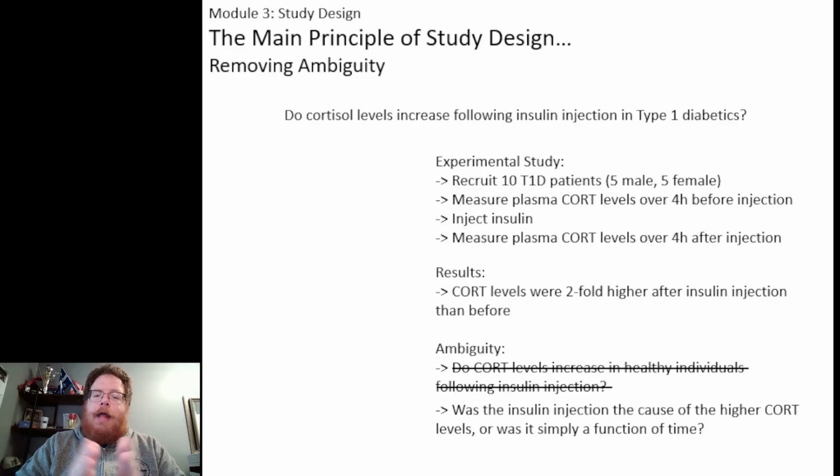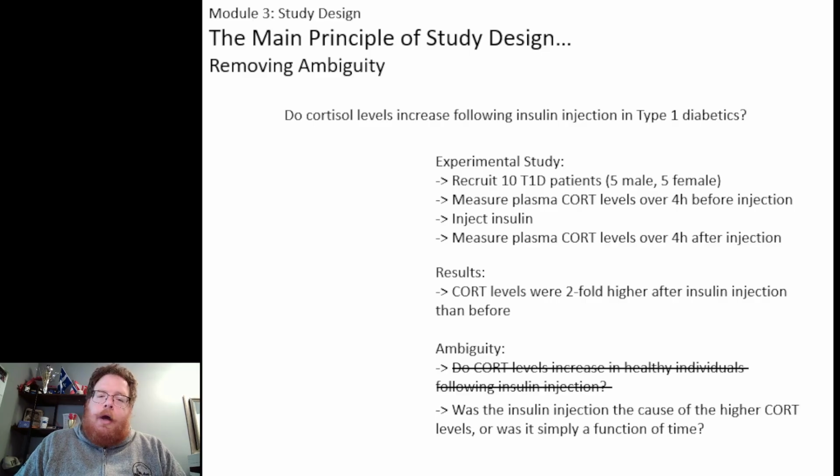And this will now allow you to account for just this natural fluctuation in cortisol levels that might be happening over time. If you see a rise, for example, in cortisol levels following the insulin injection, but there's no rise or a smaller rise in those who are not given any injection, now you can be confident that yes, it's actually the insulin injection itself that is causing the rise in plasma cortisol, and it's not just natural variation with respect to time.